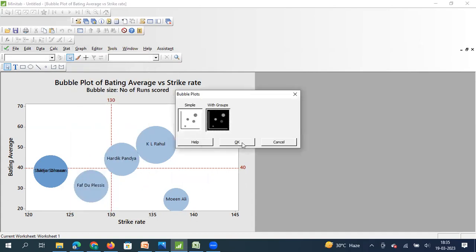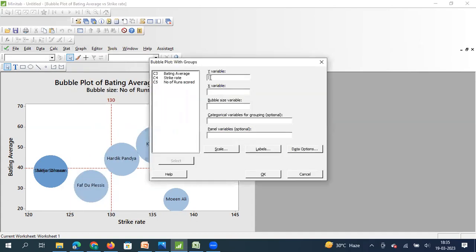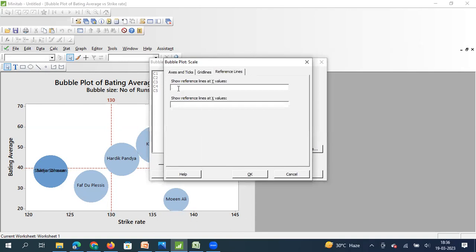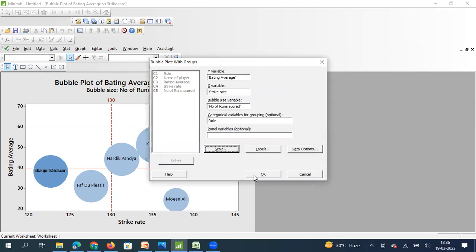And here I'm going to do bubble plot with subgroups. So what is bubble plot with subgroups? Again, in my y-axis, I'm going to take my batting average. In my x-axis, I'm going to take my strike rate. For the size of the bubble, I'm going to take number of runs scored. And for the subgroup, here I'm going to take role: batsman, all-rounder batsman, and wicket-keeper batsman. And now I'm going to get into scale and add reference lines: a batting average of 40 and a strike rate of 130. Now I say okay, and then I say okay.